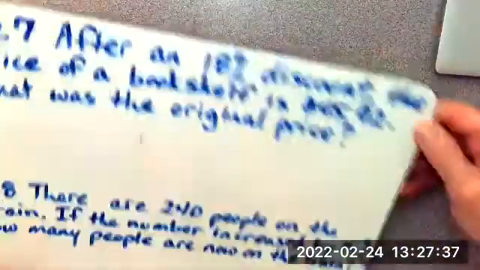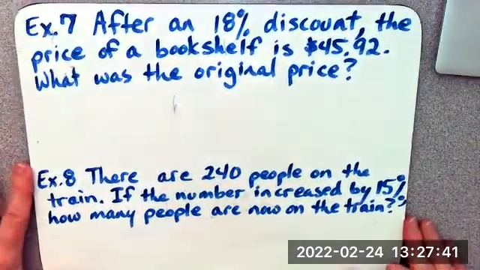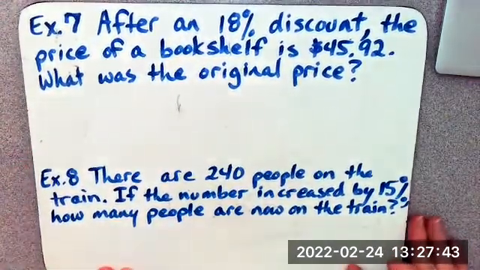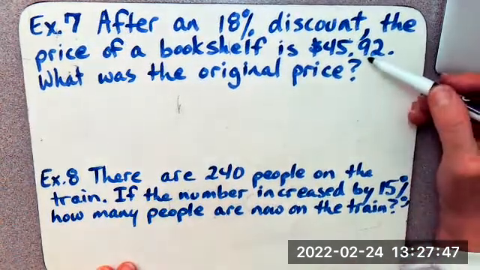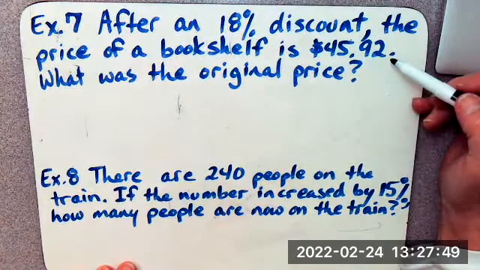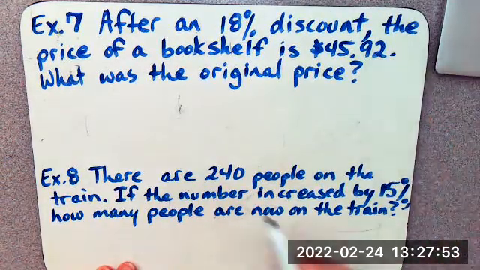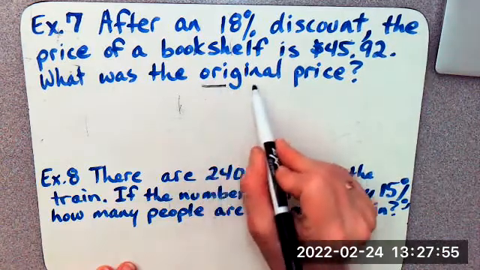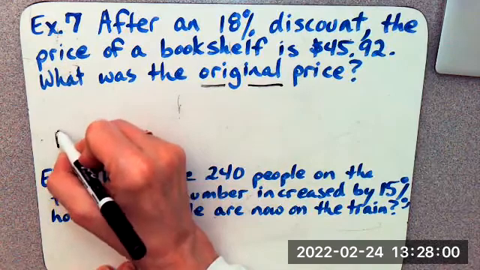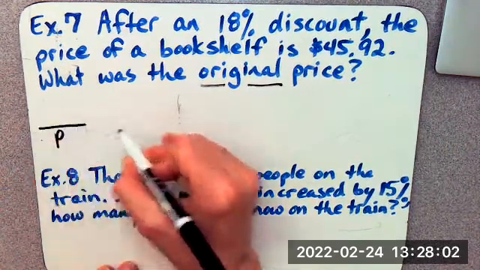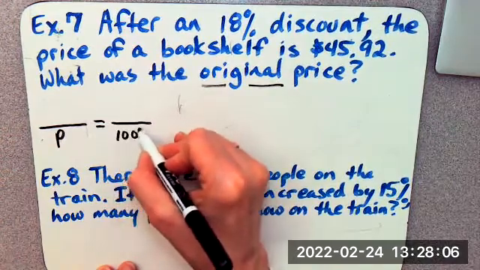Okay, and wait, there are more. Percentages are so important in our life. So after an 18% discount, the price of a bookshelf is $45.92. What's the original price? The original number right here. So we want the original price, so that's P for the original price. It goes down there and it compares to 100% right here.